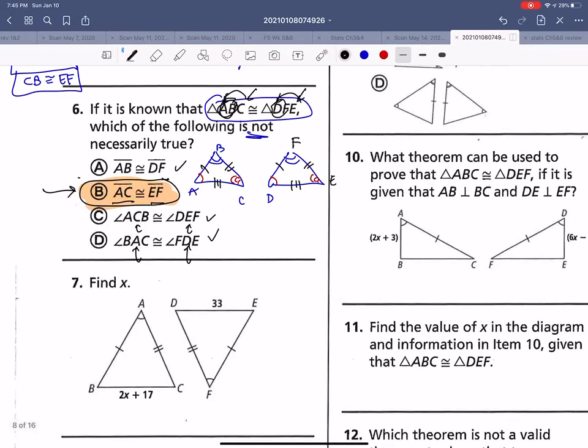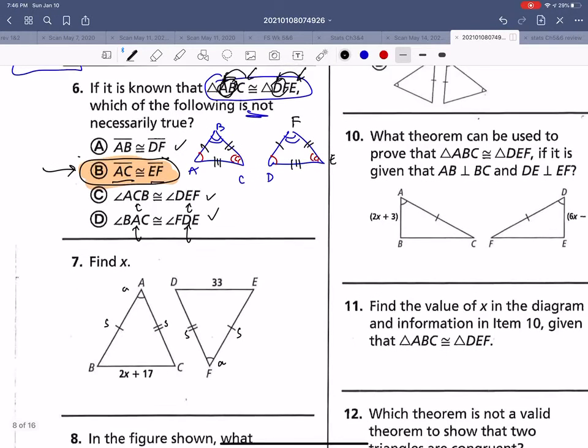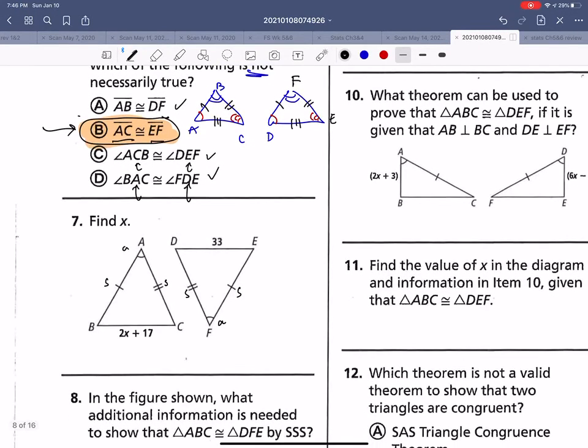7, find X. So let's see. This is a side, an angle, and a side, an angle, and a side. So these are congruent triangles. So triangle ABC is congruent with FED because of side, angle, side. Now we can say that BC matches ED because it's a corresponding part of congruent triangles. So that's why I can set these equal to each other to solve.